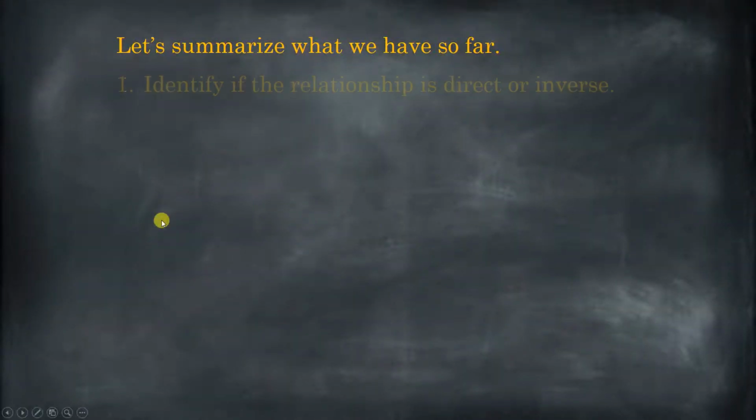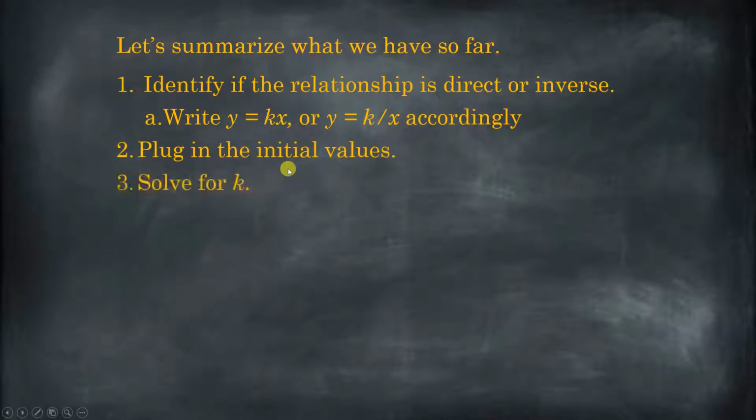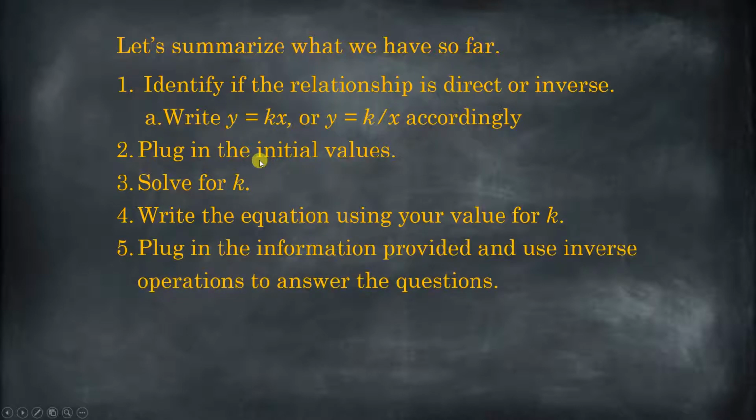Here's what we know. The first thing you've got to do is identify if the relationship described is inverse or direct. If it's direct, you're going to write y equals k times x. If it's inverse, you're going to write y equals k divided by x. Then you plug in your initial values that allow you to solve for k. You solve for k, and then this fourth step is the most important one. It's the one everybody always forgets. You have to write your original equation, replacing k with the number that you found it to be. Then you use that to plug in your values to find whatever it is you're supposed to figure out.